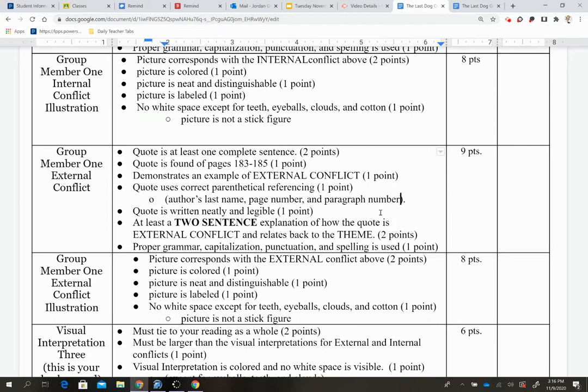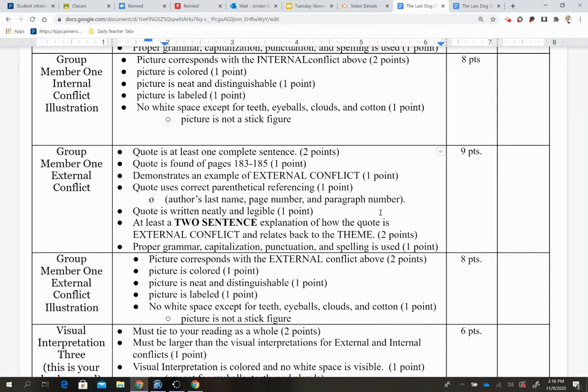So this is going to be character versus character, whether it be a physical altercation or two characters arguing with each other. That is an external conflict. It can also be character versus nature. So your character is swept up in a typhoon, or stranded in the desert, or having to survive a hurricane. Any of that is going to be external.